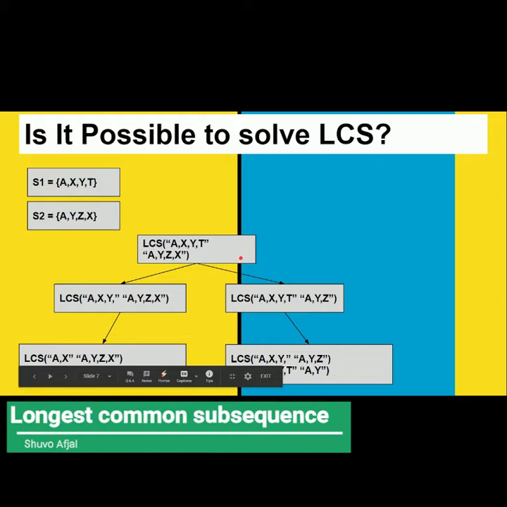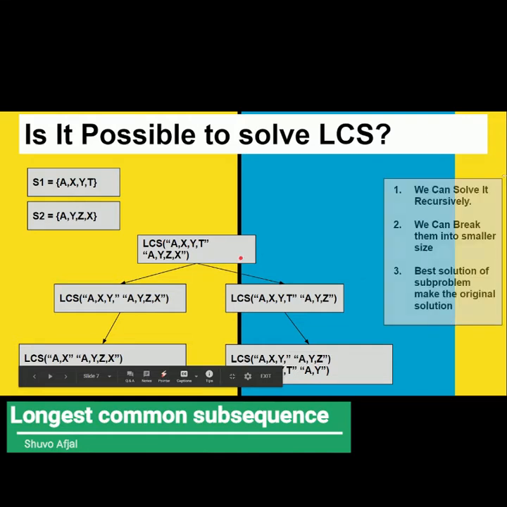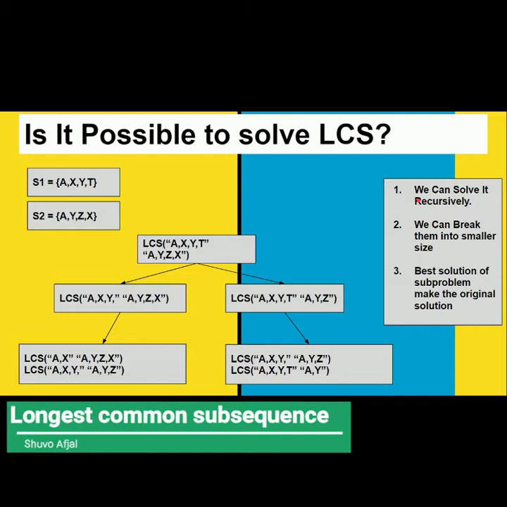So when a problem can be solved recursively, and it can be broken into smaller sizes, and the solutions of the subproblems make the original solution, this problem can be solved with dynamic programming. That means when a problem can be solved with recursion or a recursion formula, it can be solved with dynamic programming.